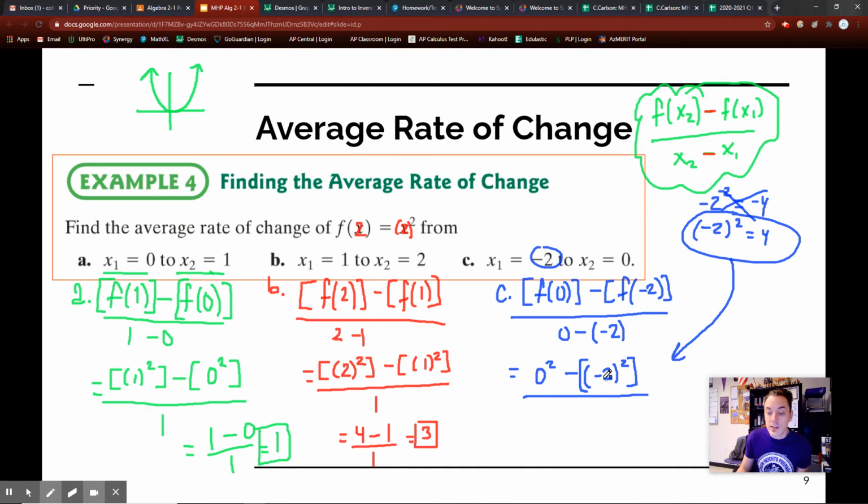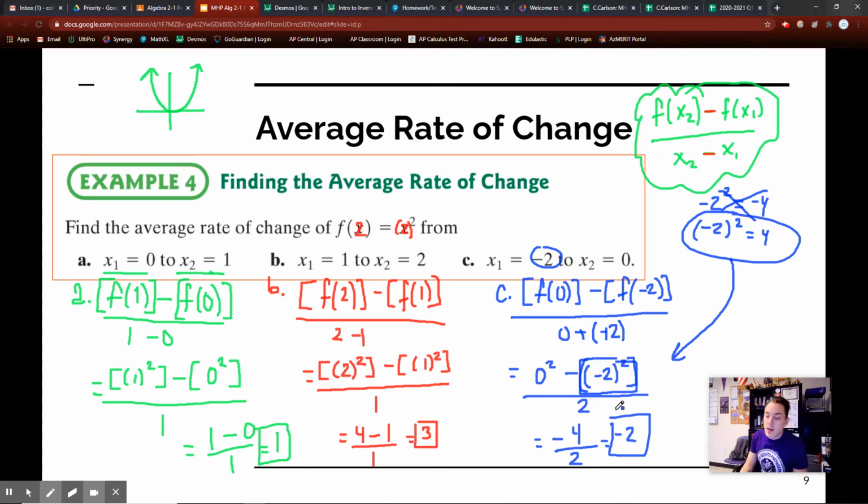And of course it's all over 2, because the bottom becomes positive. So I have a negative, and this little chunk inside my brackets becomes positive 4, but the negative is still there. And this is 2, and this becomes negative 2. What is my average rate of change? Negative 2.